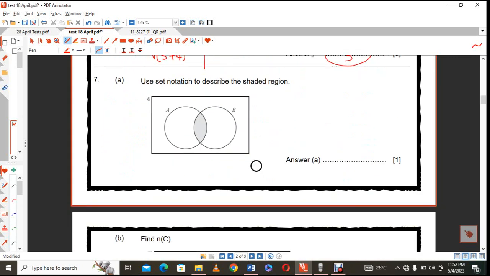Question 7, well, some basic set questions on Venn diagrams. So this is the overlap, so that is A intersect B, intersection B. That is for 1 mark.